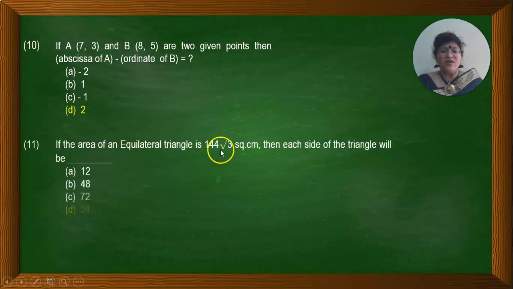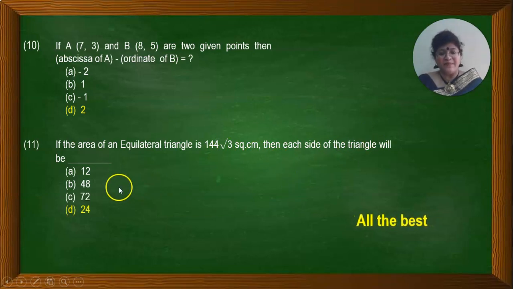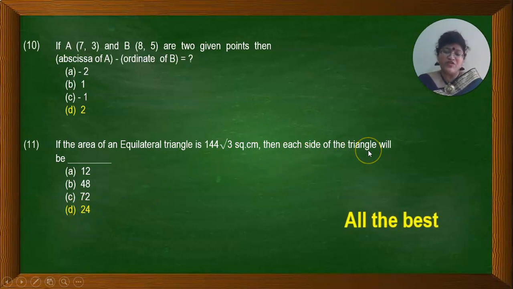If the area of an equilateral triangle is 144 root 3 square centimeter, then each side of the triangle will be? You will use the formula for area of an equilateral triangle. Root 3 upon 4 side square equals 144 root 3 square centimeter. You cross multiply, you will get each side as 24. So the length of each side of this triangle will be 24 centimeter.